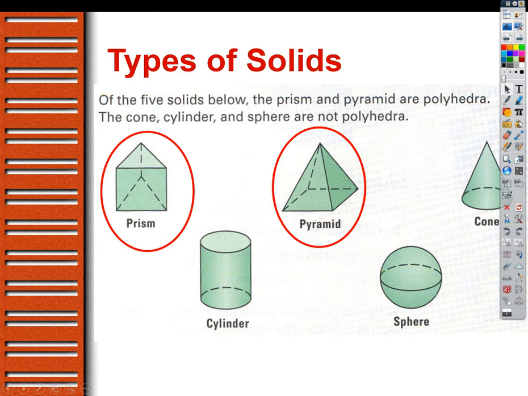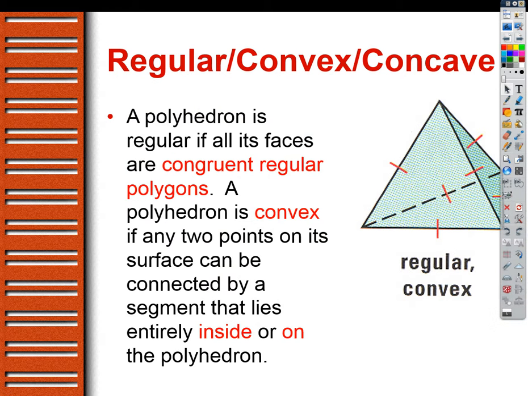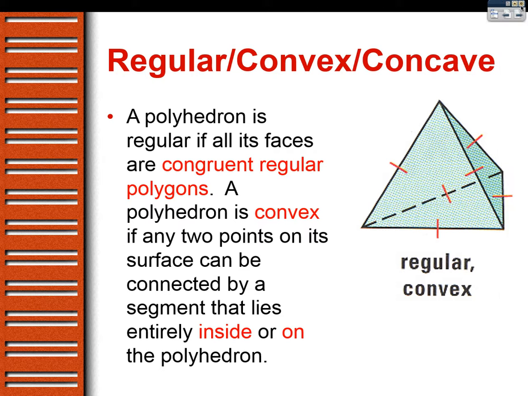Now, I'm going to come back to this. We'll come back to this in a second. Let's go forward just a little bit. So regular versus convex and concave. A polyhedron is regular if all of its faces are congruent. Every face is identical, the exact same polygon, congruent polygons. Okay?